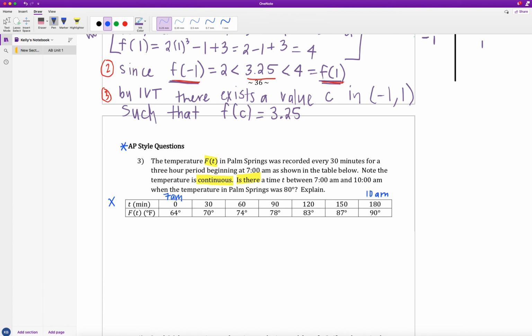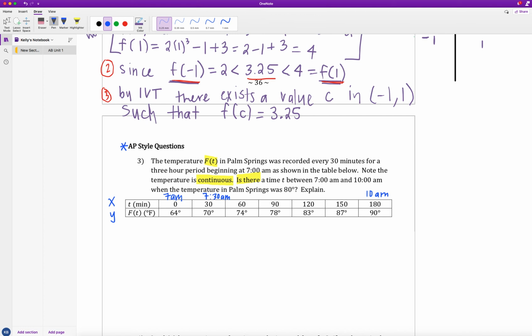And then f of t is our temperature. These are our y values that we're getting. So at 7 a.m. or at time 0, we were at 64 degrees. At time 30 or 7:30 a.m., we were at temperature 70 degrees. Then all the way up to at 10 a.m., we made it all the way up to 90 degrees, which isn't too surprising for Palm Springs, especially as we're getting towards the summertime.